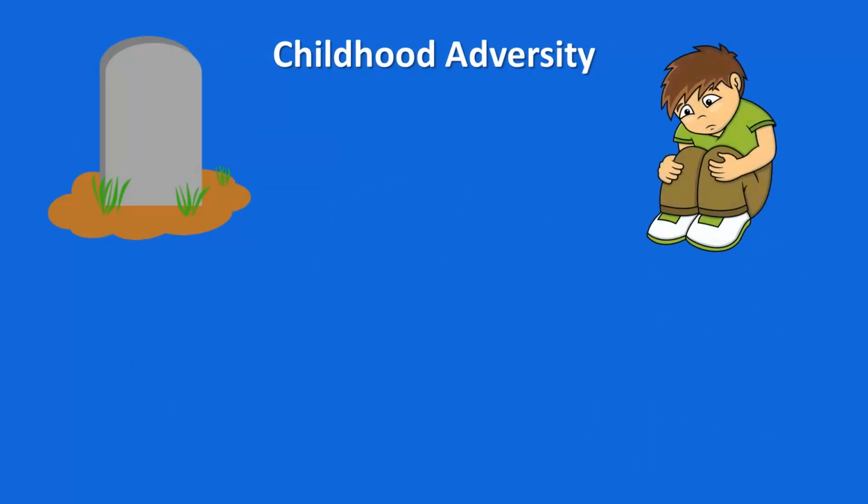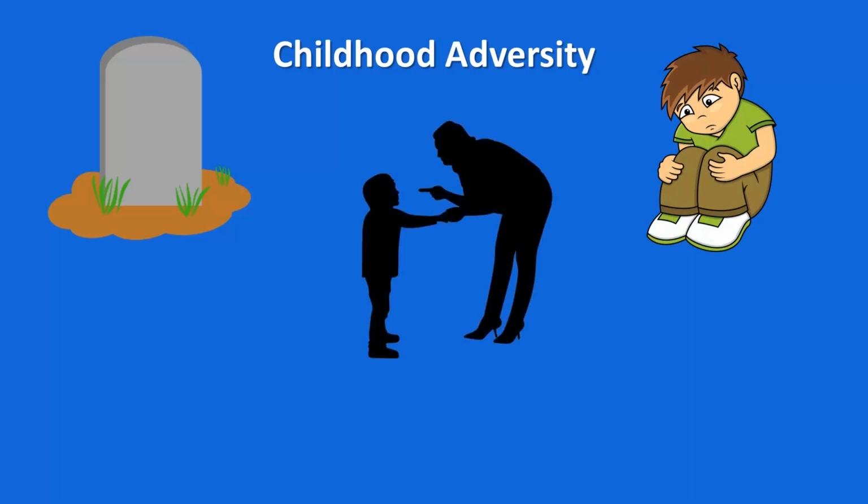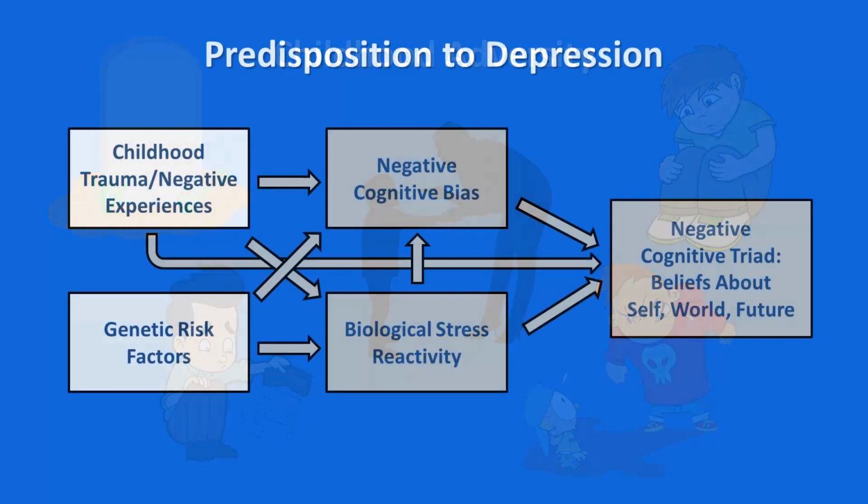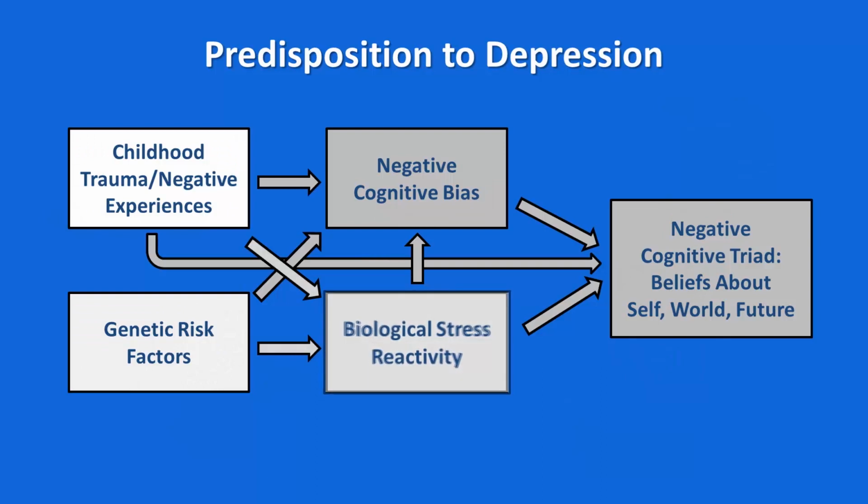Childhood adversity makes us vulnerable to depression. For example, the loss of a parent at an early age is a big risk factor, as is childhood neglect or abuse, negative interactions with parents, and any other type of major childhood stress or adversity. These genetic risks and childhood developmental factors lead to biological differences in how we react to stress and cognitive biases in how we process information.